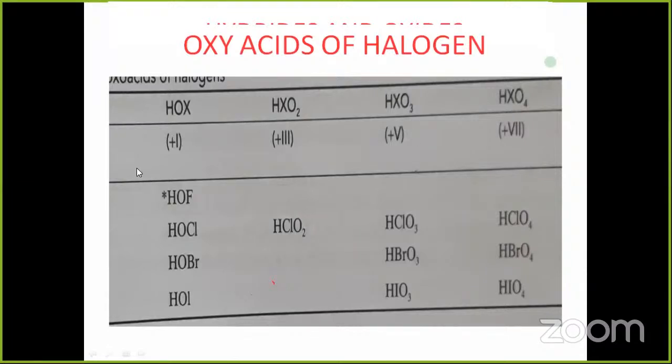Okay, if you take chlorine as an example, you just have to substitute it in place of the X. HOCl, hypochlorous acid, chlorous acid, chloric acid, perchloric acid. So the 4 acids: hypofluorous acid, hypobromous acid, hypoiodous acid, chloric acid, bromic acid, iodic acid, perchloric acid, perbromic acid, periodic acid. So these are the 4 oxyacids of the halogens.